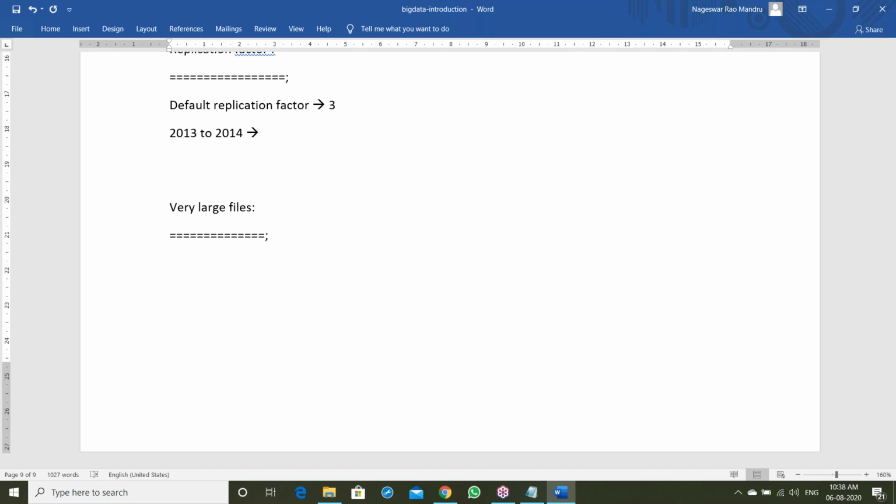Suppose this is a log file. Suppose an application is designed to maintain one log file per day. The application is designed to maintain a daily log file, right?